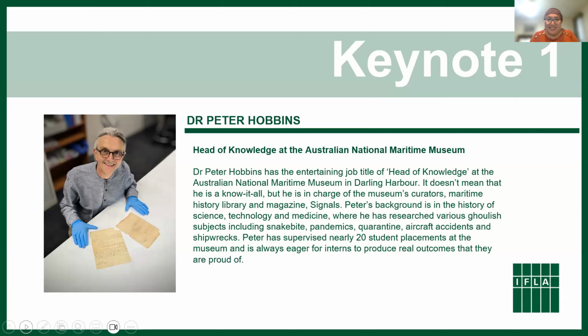So Peter Hobbins has the entertaining job title of Head of Knowledge, as I mentioned before, and he is based at the Australian National Maritime Museum in Darling Harbour in Sydney, Australia. He said that it doesn't mean that he is a know-it-all. I doubt that though. But he's definitely in charge of the museum's curators, maritime history library, and magazine Signals. And Peter's background is in the history of science, technology, and medicine, where he has researched various subjects, including snakebite, pandemics, quarantine, aircraft accidents, and shipwrecks.